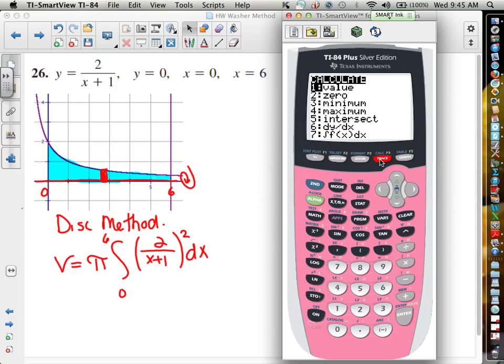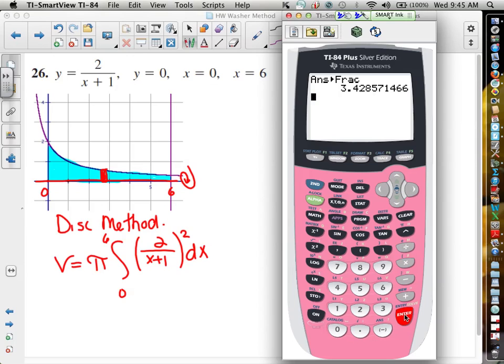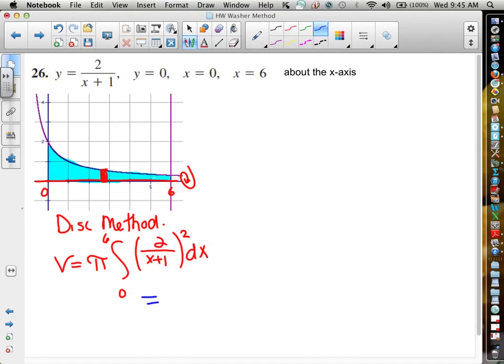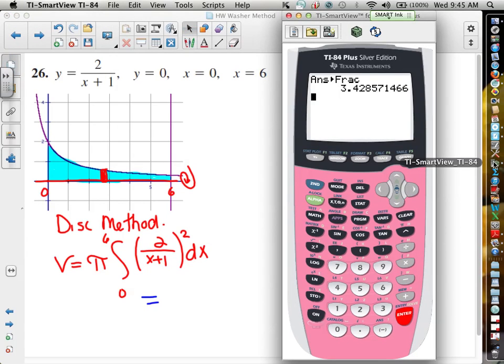Let's try this again. I don't know what I just typed in there. Right, lower limit is 0. Upper limit is 6. 3.428, we'll change that to a fraction. Okay, so it gives me this as a decimal. It won't convert it to a fraction. The reason why it won't convert it to a fraction is it's an irrational number to begin with.